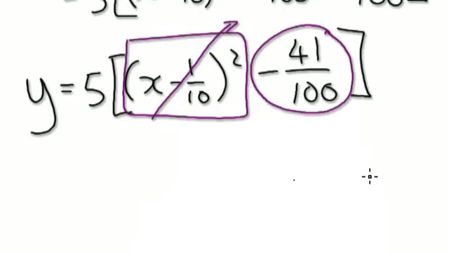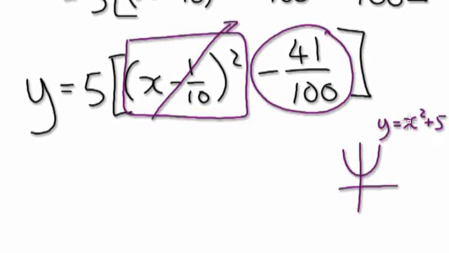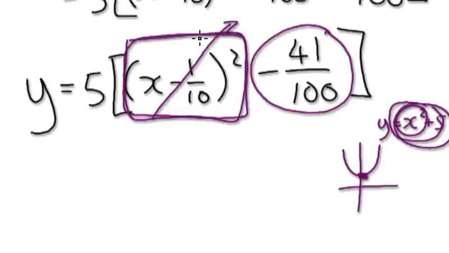over 100. It's just like me asking you this. This is y equals x squared plus 5. What's the smallest possible value that this thing could be? Well, it's going to be 5, because if you make x squared to be 0, then the smallest value of this thing here will be 5. You see, the smallest value of this thing here will be minus 41 over 100.